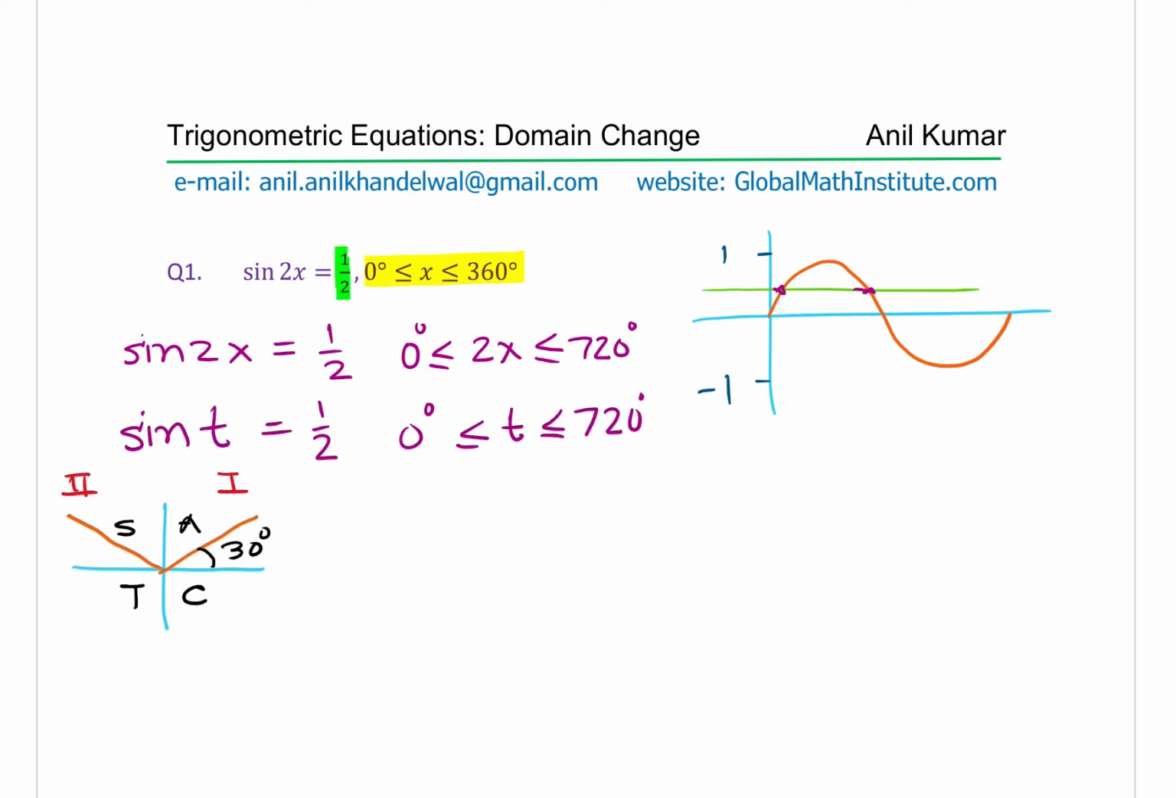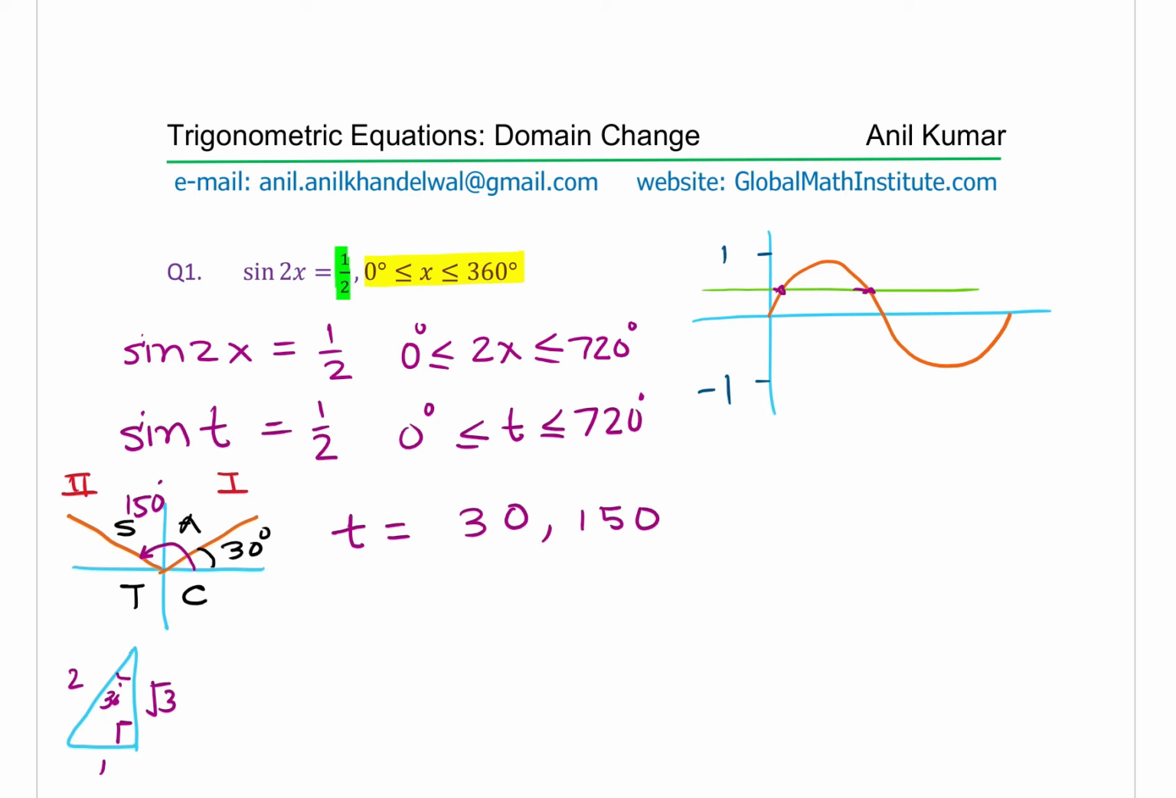You could use the calculator or you could also use special triangles. So if I use a special triangle, then the sides are 1, 2, square root 3, and that's the angle 30 degrees, for which sine is half. So my related acute angle is 30 degrees. The other solution is 150 degrees, which is 180 minus 30. So I get two solutions from here. One is that t should be equal to 30 degrees and the other is that t should be equal to 150 degrees.